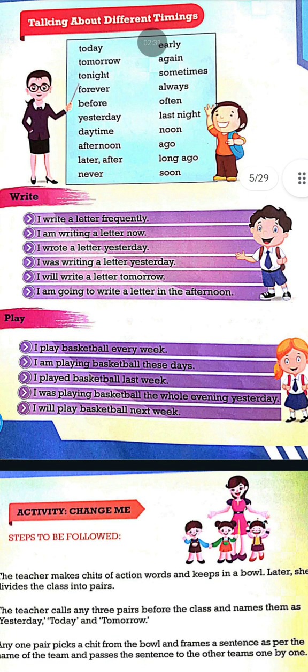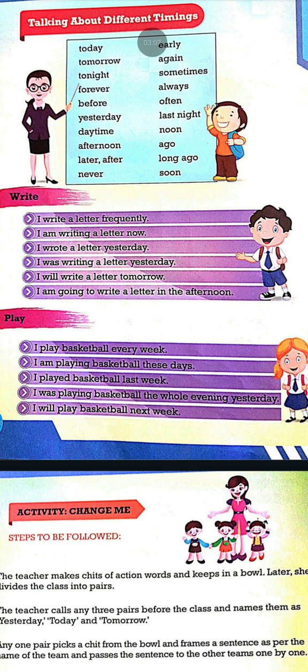So let's look at the verb write. I write a letter frequently. This means that you're writing the letter sometimes, not always regularly, but like twice or thrice in a week. I am writing a letter now. This means that you're writing the letter right now while you're speaking this sentence. I wrote a letter yesterday. This means that you've already written the letter, but then you also tell them when. Yesterday I wrote the letter.